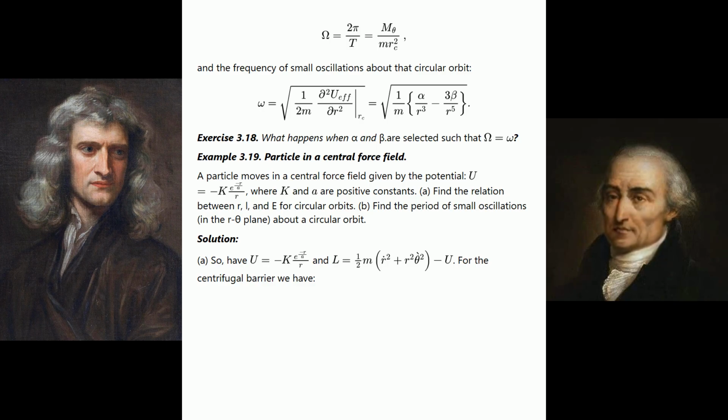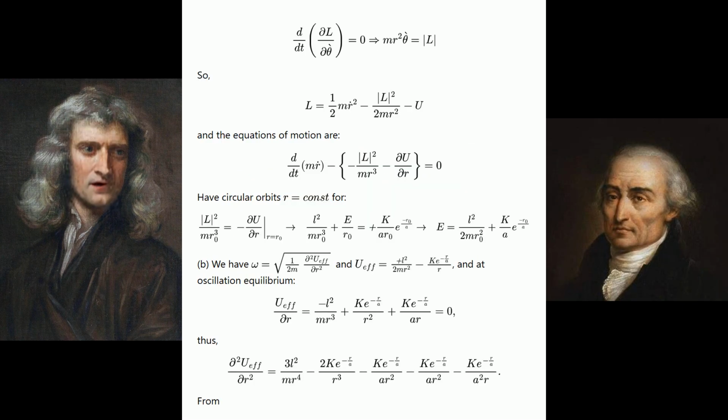Solution. A. So, we have U equals minus k e raised to the minus r over a power, over r, and L equals 1/2 m times r dot squared plus r squared theta dot squared, minus U. For the centrifugal barrier we have the equation shown. So, see the next equation. And the equations of motion are as shown. For circular orbits, r equals constant, so see the next equation.